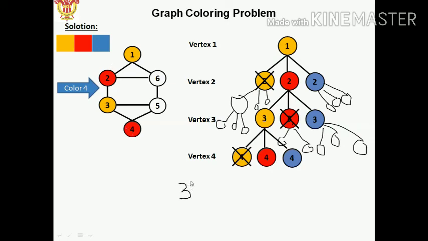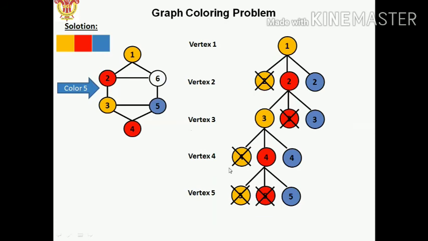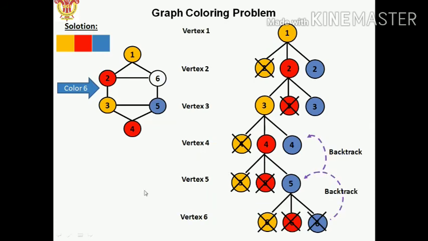And what is the number of levels? It is the number of vertices we have, and that is 6. We have 6 levels. So the number of colors is 3, and the number of levels is 6 plus 1, and this will be the maximum. This will be the maximum number of nodes the tree can have.